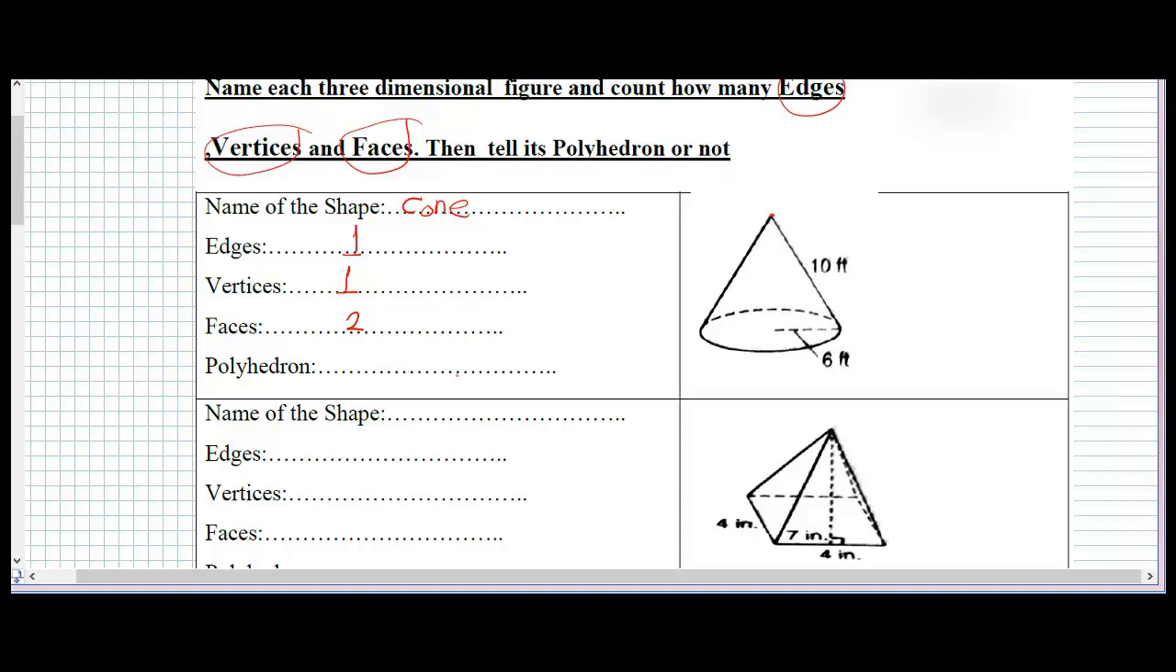Okay, is this shape a polyhedron or not a polyhedron? We said before, a polyhedron is any 3D shape made of polygons and without any curved sides. So no curved sides. We have here, of course, a curved side, and we have a circle. So this is not a polyhedron.